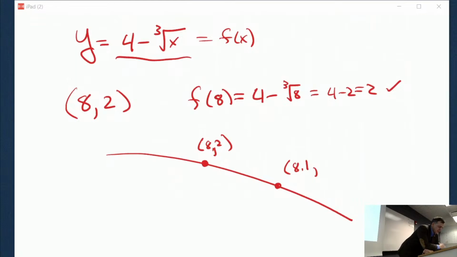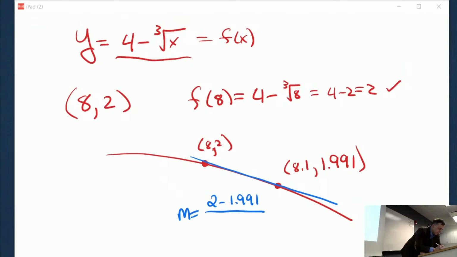So when you get a chance, Allison, were you able to plug 8.1 into this function? Okay, excellent. Okay, so now what we're going to do is we're going to compute the slope of the secant line connecting those two. So the slope is rise over run. So 2 minus 1.991 over run, that's going to be 8 minus 8.1. So I know this is a little tedious, but you can do this.